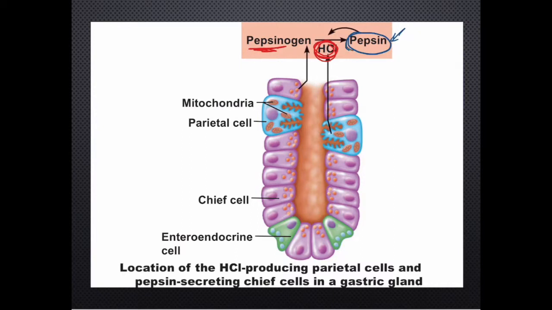Also, if you see on here, the pepsin itself is going to be stimulating the conversion of more pepsinogen to get more of itself. So you see two factors here will activate the pepsinogen into pepsin: the hydrochloric acid, as well as the pepsin itself.